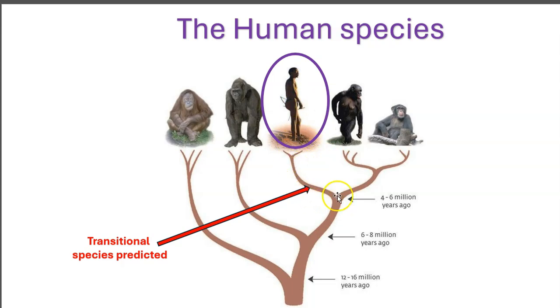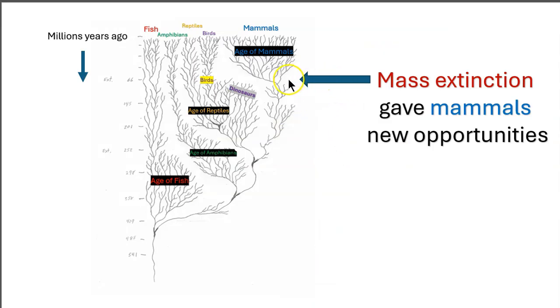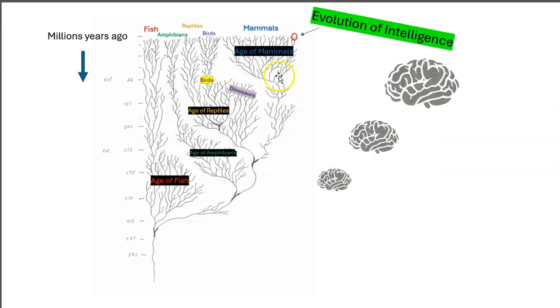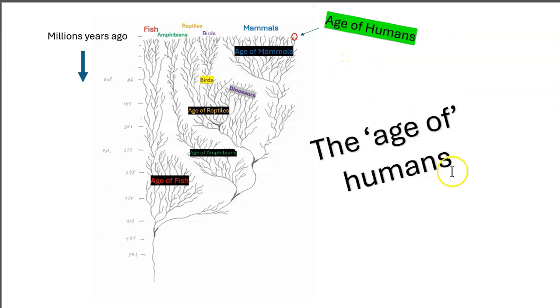So that mass extinction event 65 million years ago gave mammals new opportunities. And it was on one branch of the mammal tree, the primate branch, that we really see the impressive evolution of larger and larger brains, leading to our species, unmatched in the animal kingdom for our level of intelligence, our capacity to communicate with language and put our brains together to solve problems. We really are an impressive species. We might in fact say we are living in the age of humans.